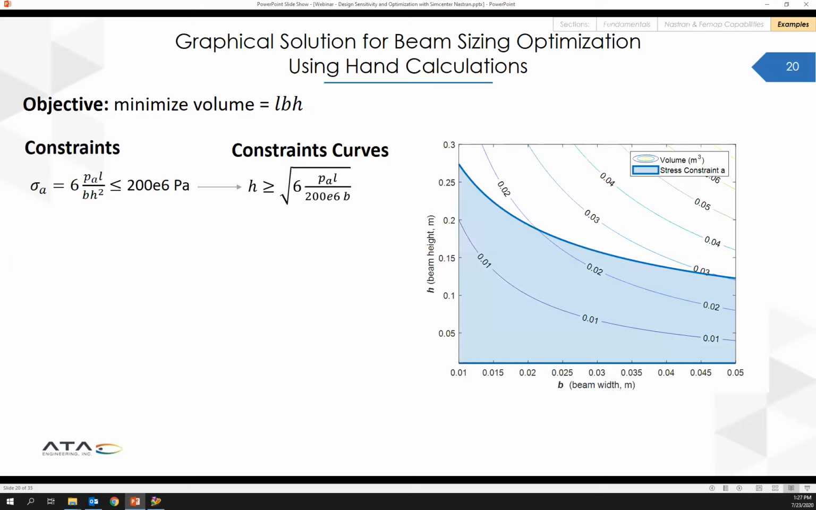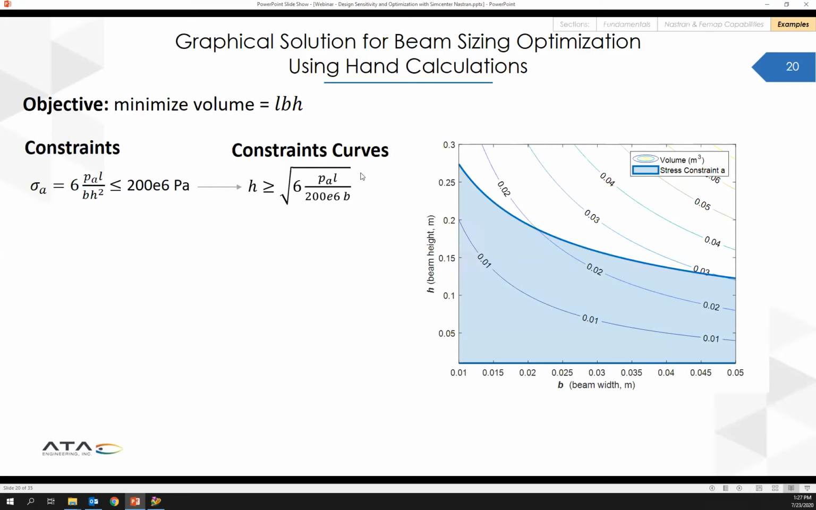Our first constraint is the stress constraint due to the first loading condition, which we calculated previously. We have a function in terms of known quantities and design variables. We know we want this to be less than 200 megapascals. So we can rearrange that equation to put H independently, and then we have H in terms of B, essentially, and known quantities. And then we can assume our known values of B that range across our design space and plot the curve.